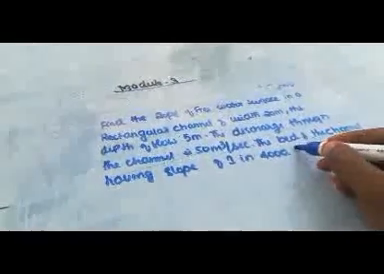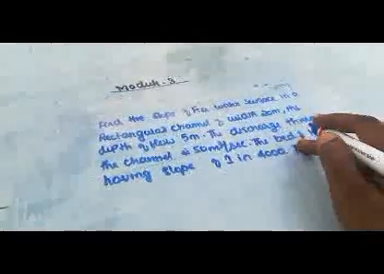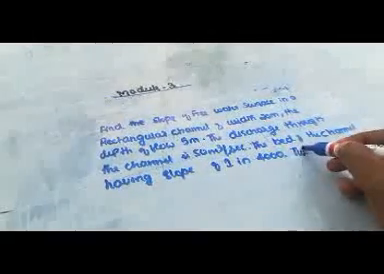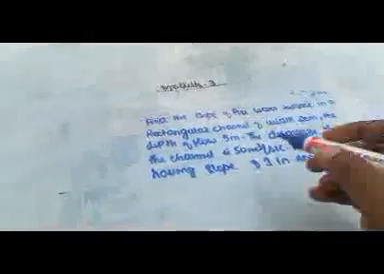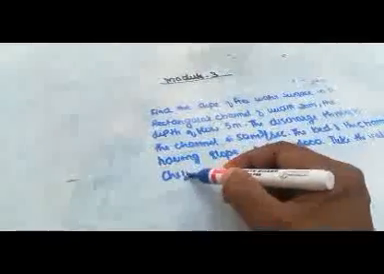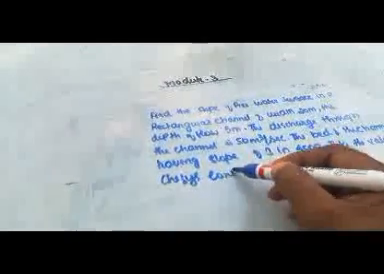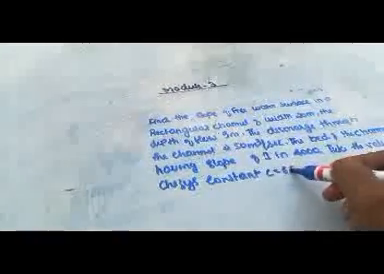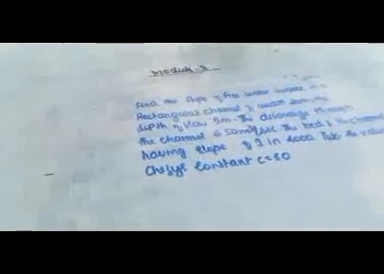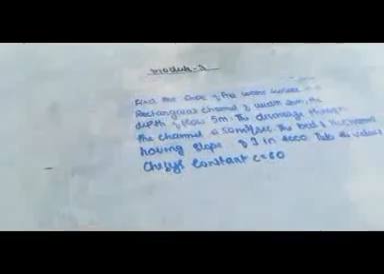Take the value of Church's constant C is equal to 60. Find the slope. Here we need to find the slope.